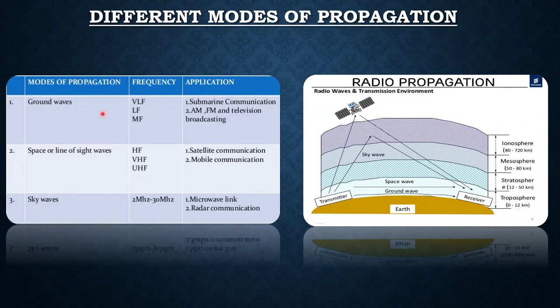There are three modes of propagation of radio waves: ground waves, sky waves, and space waves, also termed as line of sight waves. Ground wave utilizes very low, low, and medium frequency, whereas space waves use high frequency, very high, ultra high, and sky waves use high frequency, that is 2 MHz up to 30 MHz. Now I will be discussing all three modes of propagation in detail in the upcoming slides.